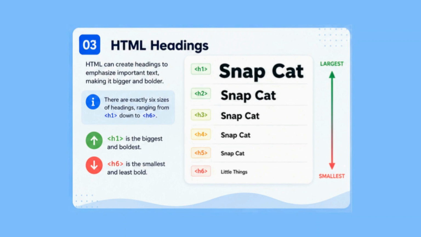As the numbers increase, the headings become smaller, so <h2> is slightly smaller than <h1>, <h3> is smaller than <h2>, and so on until <h6>, which is the smallest heading. Using headings correctly helps visitors understand the structure of your content and makes your web pages easier to read.